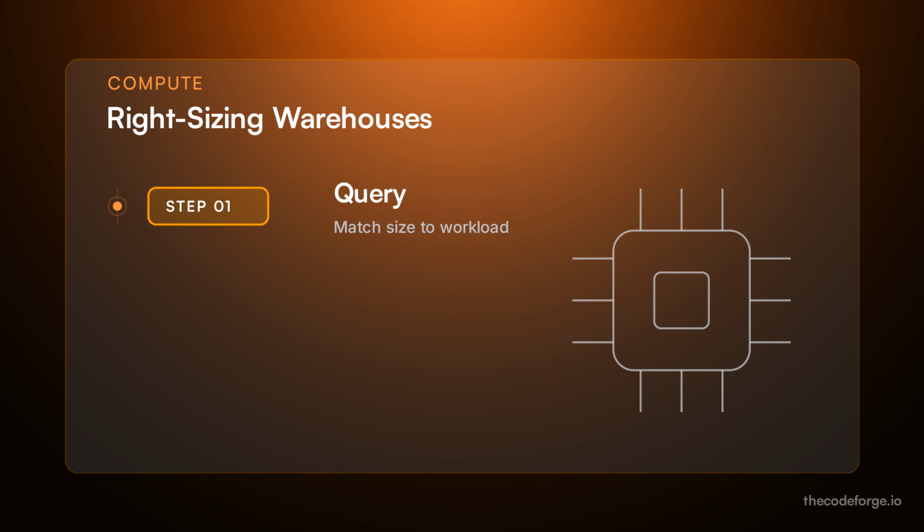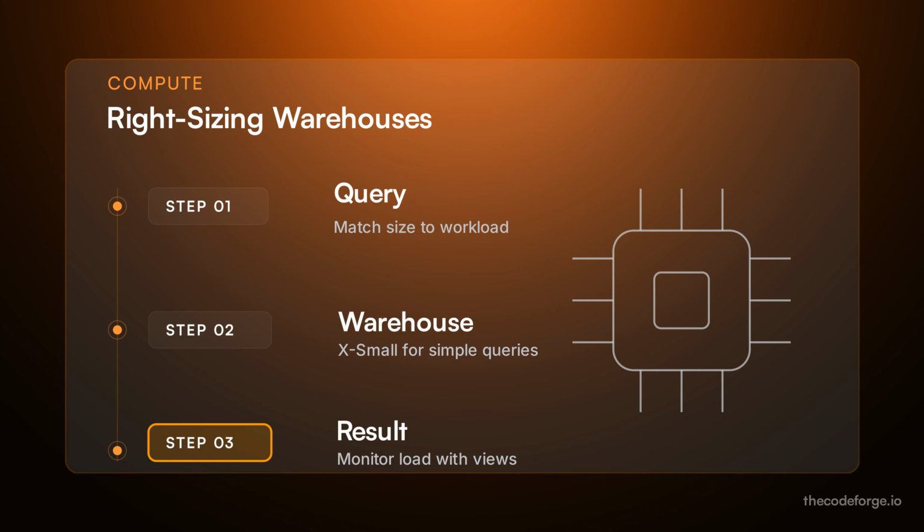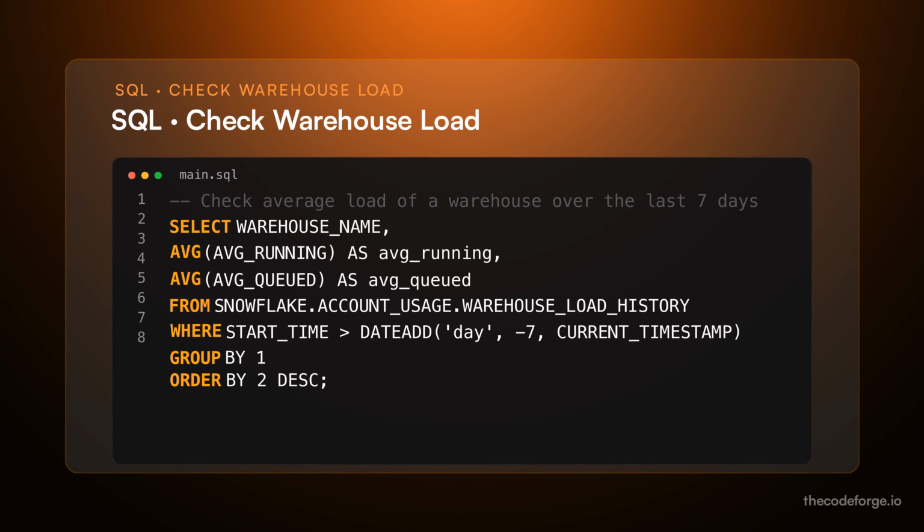Choosing the right warehouse size is critical. A common mistake is using a large warehouse for small queries, wasting credits. After you write a query, check its load history to guide sizing decisions. This query uses DATEADD to average running and queued queries per warehouse over the last 7 days. If a warehouse is less than 50% utilized, consider downsizing.